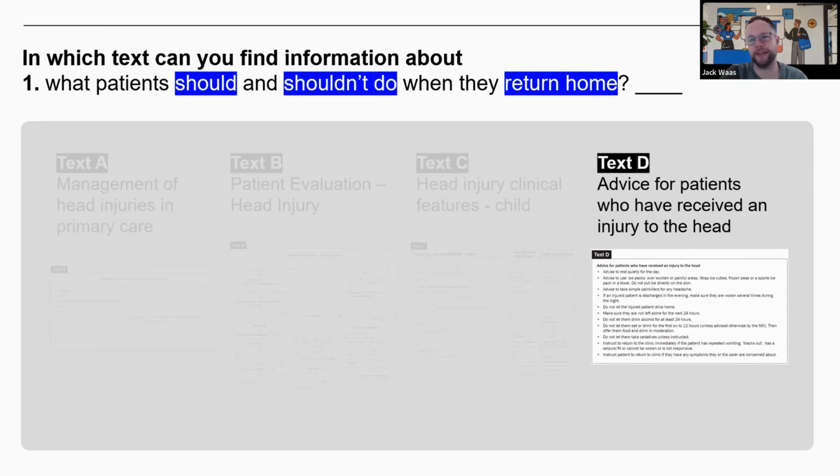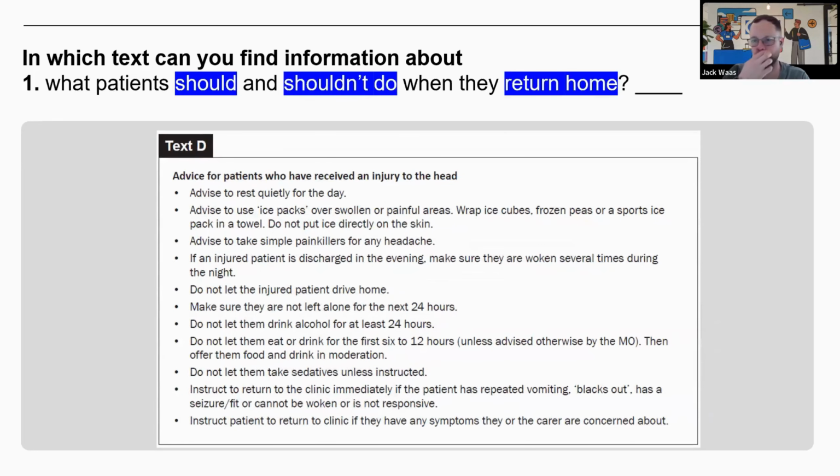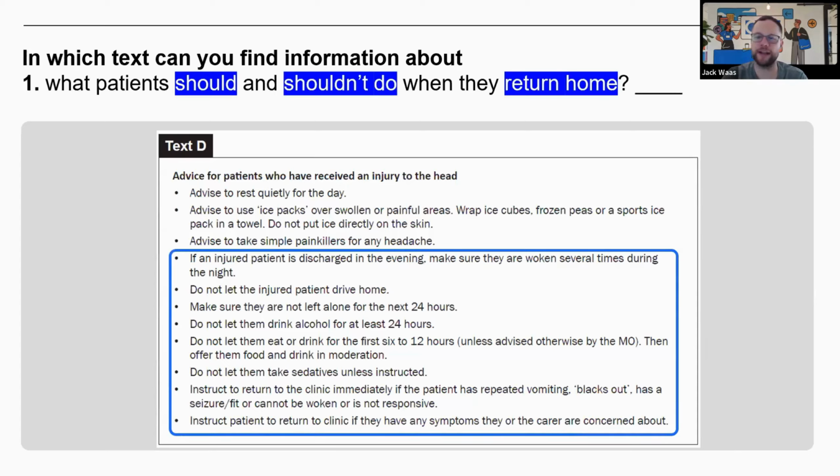Yeah, text D is most likely because it was all about advice for patients with head injury. Does this text have information about what a patient should and shouldn't do when they go home? Yes, it does. It covers things like not driving home, not being left alone, not having alcohol. So this is definitely the right text. We put the answer D in the space here. Notice we do not write text D or any extra information. We just write the letter D.